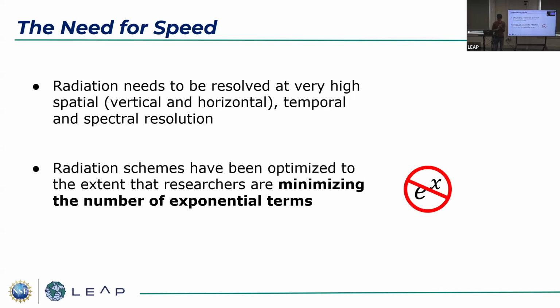How optimized are we talking about? Well, there are radiation schemes and there are papers on radiation schemes where researchers are talking about trying to minimize the number of exponential terms in the scheme. So we are in a world in which exponential terms are considered expensive. People try to replace them with multiplication. That's how crazy optimized we are trying to get.